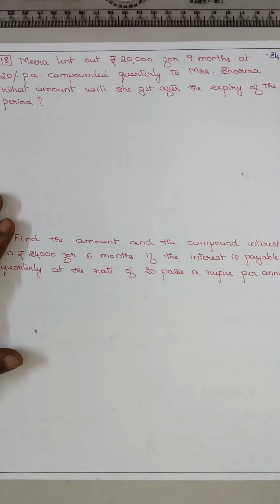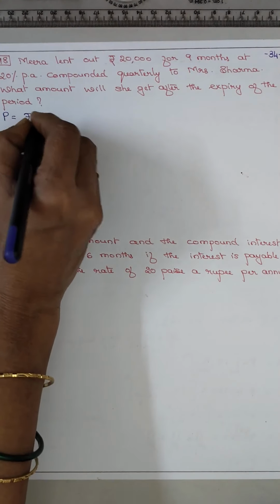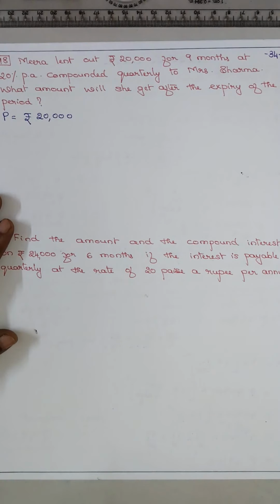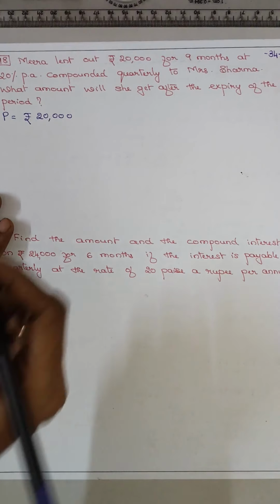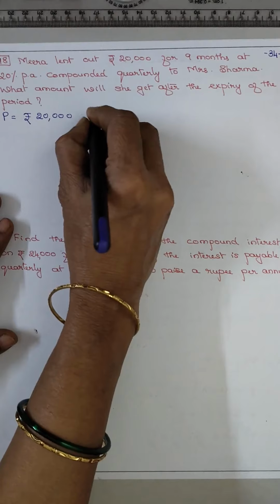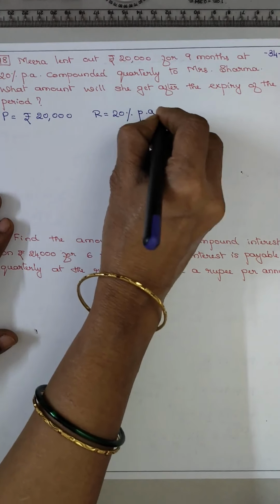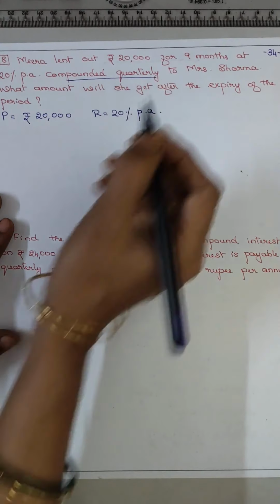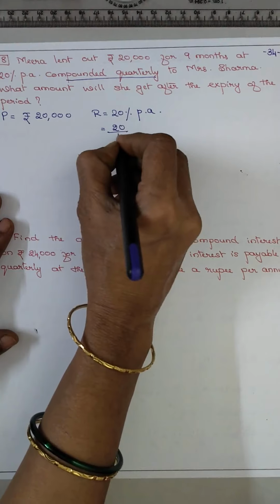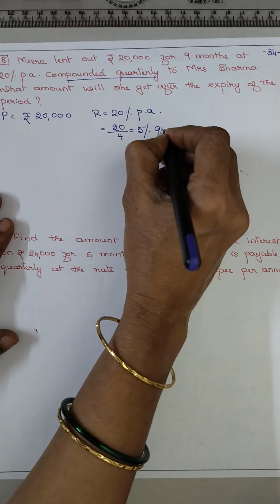Meera lent out rupees 20,000. Principal is equal to rupees 20,000 for 9 months. Time is 9 months. Rate of interest R is equal to 20% per annum, but compounded quarterly. Quarterly है तो 20 upon 4, that is 5% quarterly.